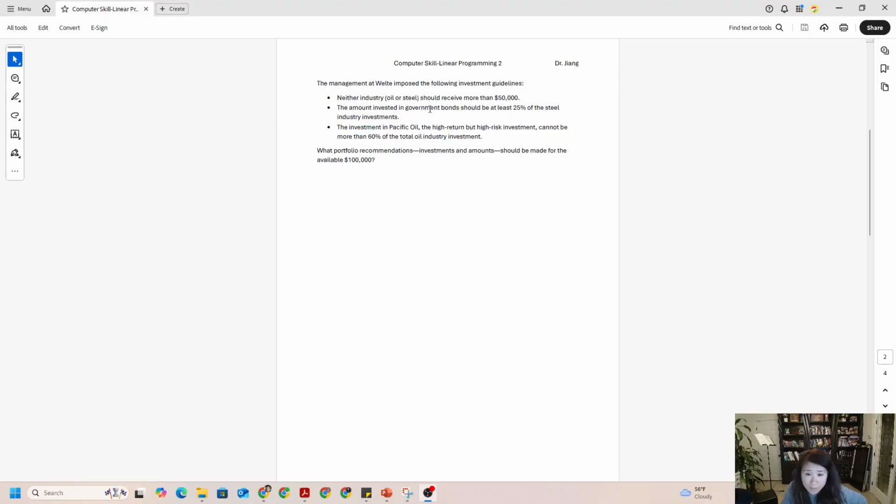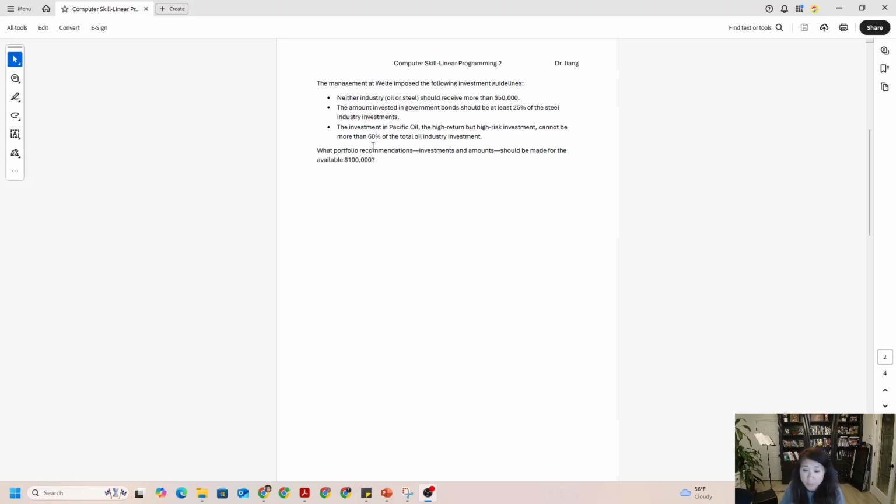The amount invested in government bonds should be at least 25% of the steel industry investment. So the amount you put in government bonds has to be larger than or equal to 25% of the steel industry investment. The investment in Pacific Oil, the high-return but high-risk investment, cannot be more than 60% of the total oil industry investment. So here we have 3 constraints, and we also have one more.